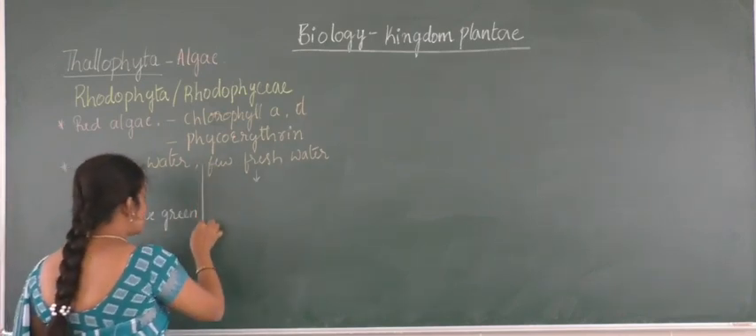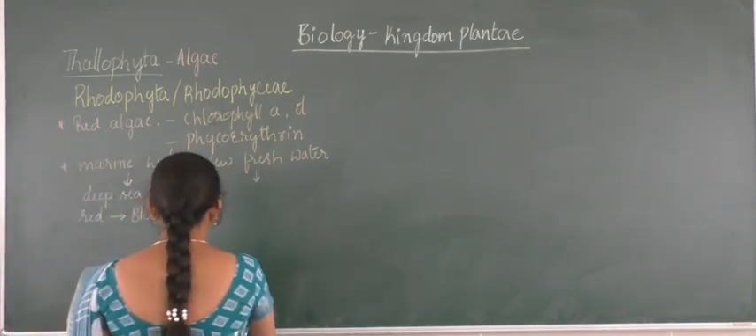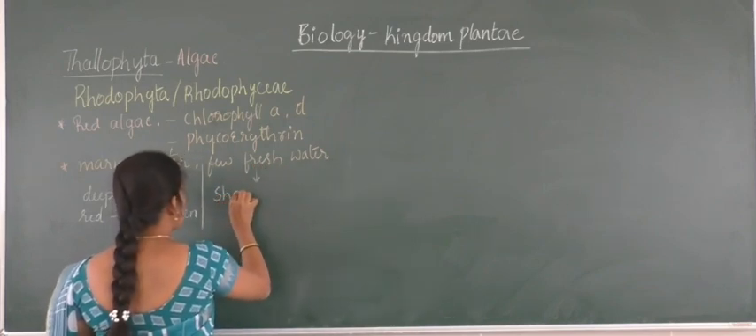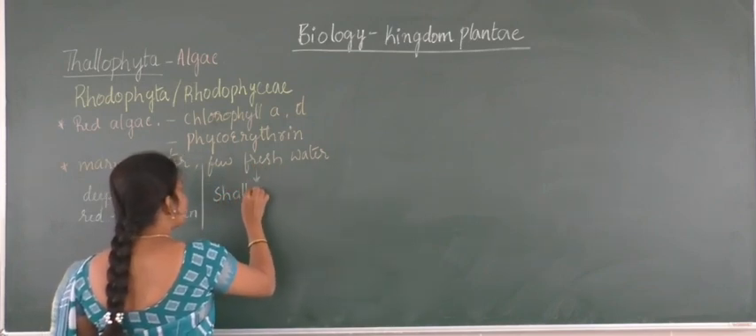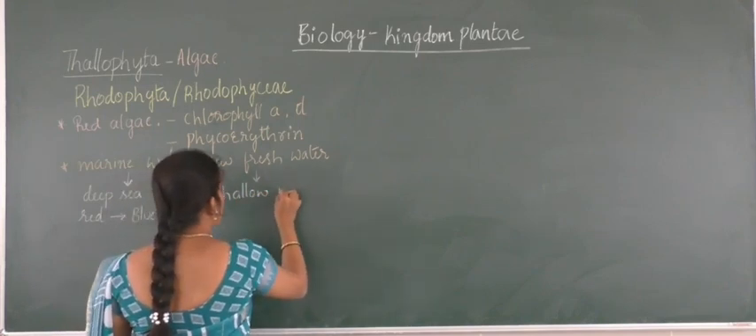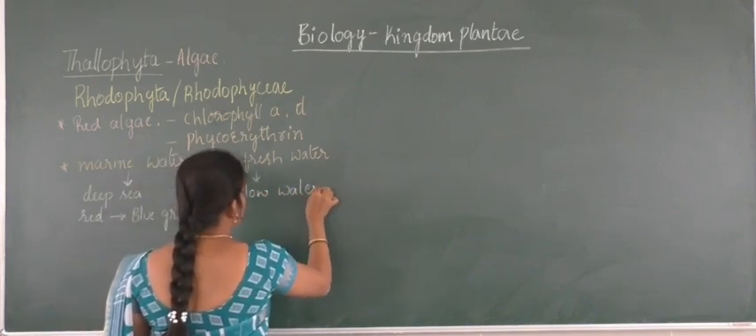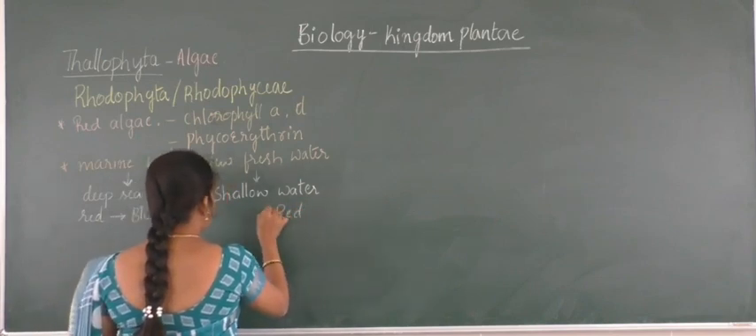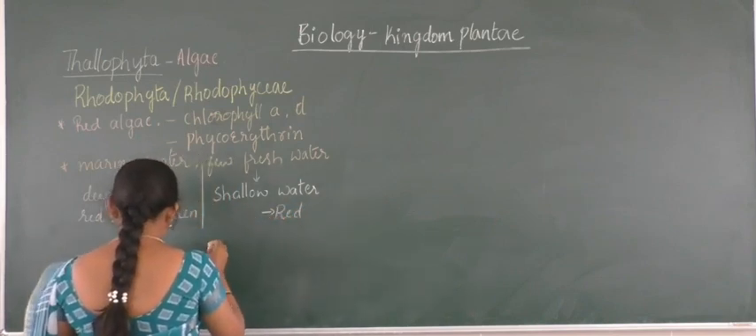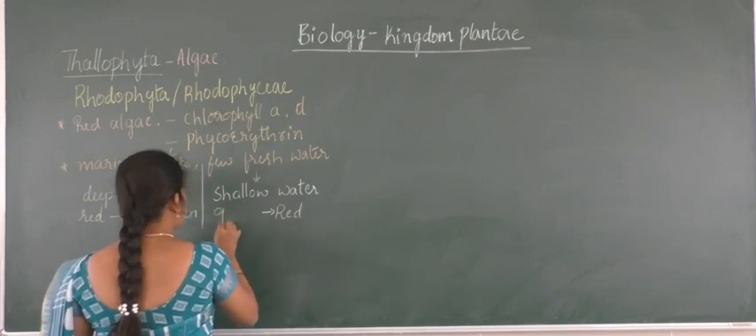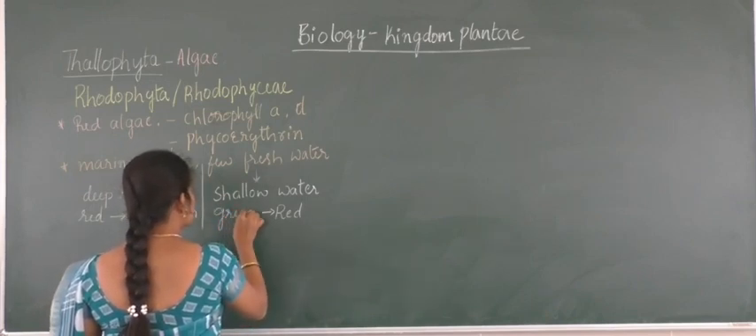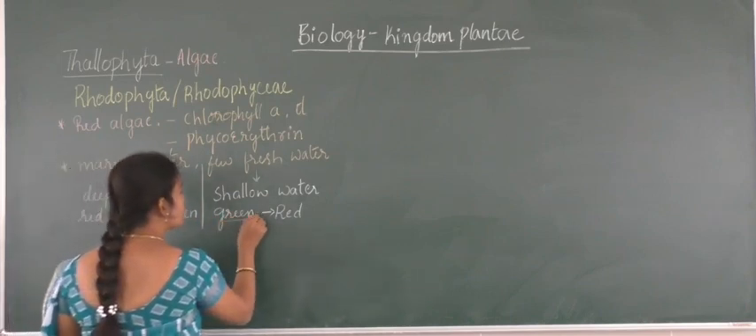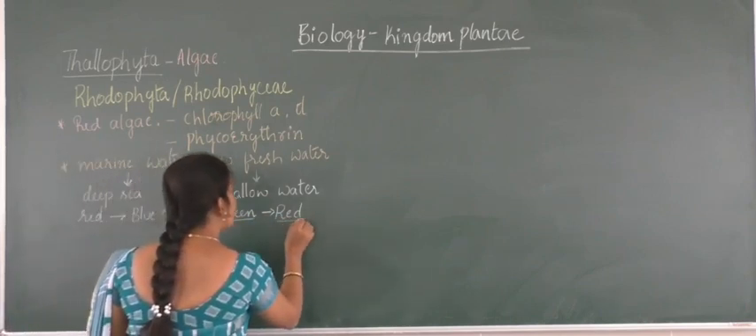And next, here is one more deviation: if it is present in freshwater or shallow water areas, shallow meaning water that is closer to the surface, it absorbs red light and imparts green color. It absorbs red light but appears green in color. Even though it is red algae, it appears green in color and absorbs red light.